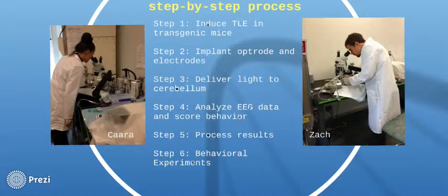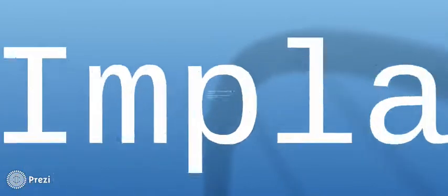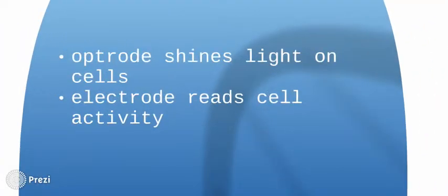The second step in stopping seizures in mice is to implant optrodes and electrodes into the mouse brain after having induced epilepsy. The optrode shines light on specific cells, while the electrode reads cell activity.